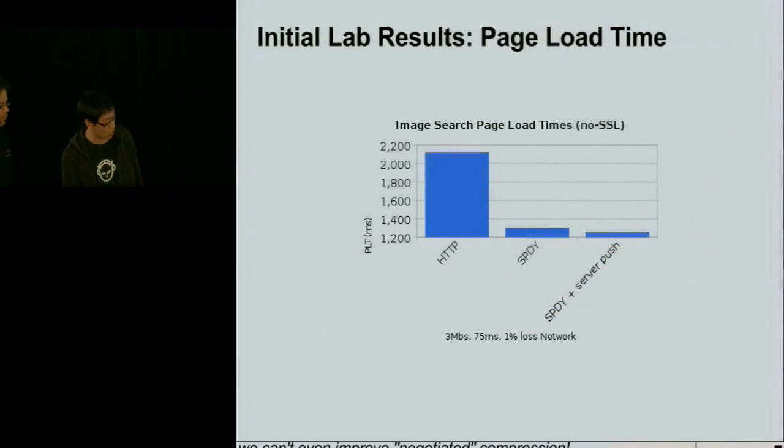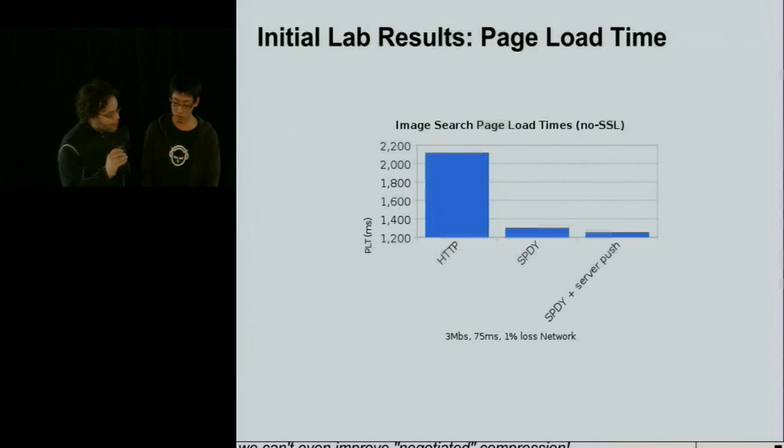Sorry for the truncation on this graph at the bottom. That does not start from 0. It's from 1200, but as you can see, SPDY, even not over SSL, still has huge improvements over HTTP.